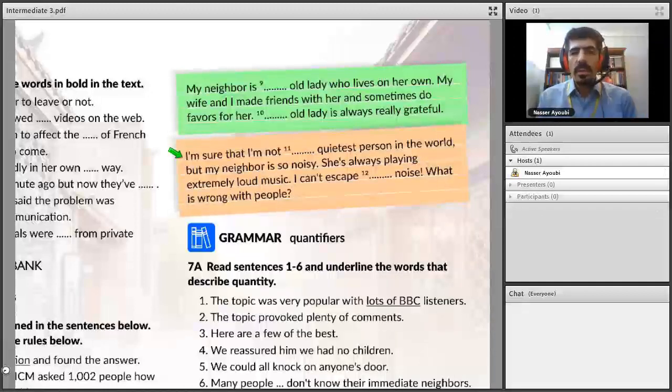Next one. I'm sure that I'm not the quietest person in the world. The quietest, it is superlative. But my neighbor is so noisy. She's always playing extremely loud music. I can't escape the noise. Which noise? The noise that my neighbor makes. So it is known, it is definite. We use the. What is wrong with people? That's it.